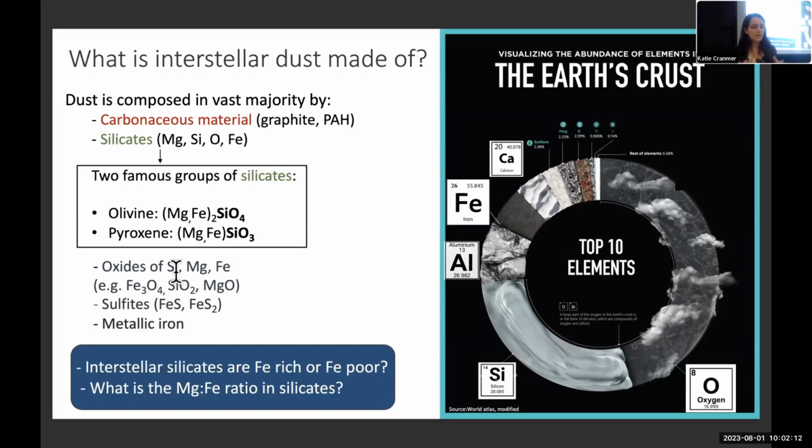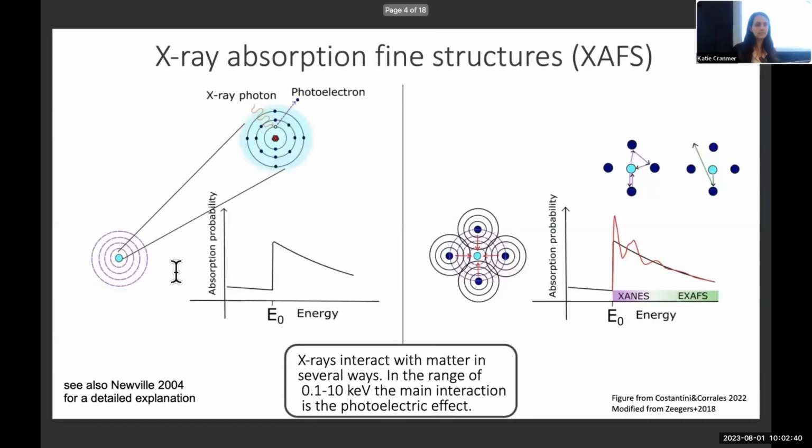And an open question in the field has to do with the amount of iron that is locked into the dust grains and how actually iron gets condensed into the ISM. So we don't know yet if interstellar silicates are iron rich or iron poor, and how this changes in different density environments of the ISM, for example, and what is the ratio of magnesium to iron in silicates.